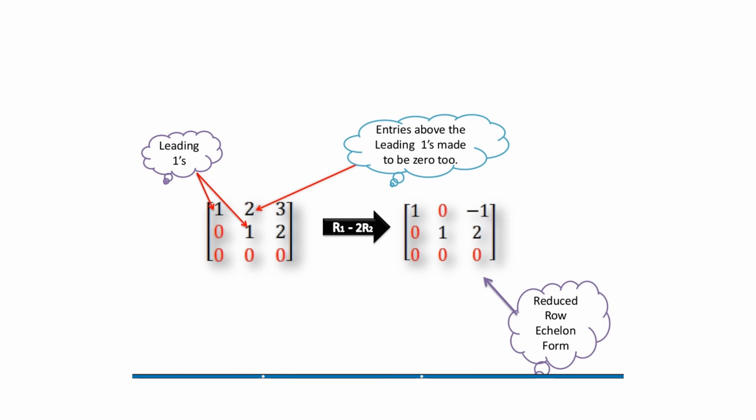From this, we can easily write the values of the variables. Suppose the first column represents the value of x and the second column represents the value of y. Then x will be equal to minus 1 and y will be equal to 2. So in reduced row echelon form, we can easily write the values of variables.